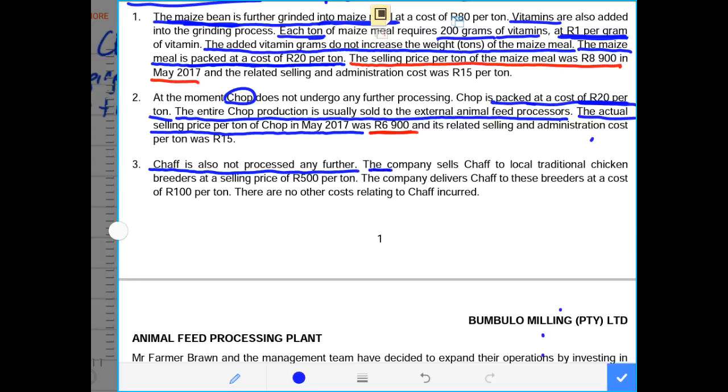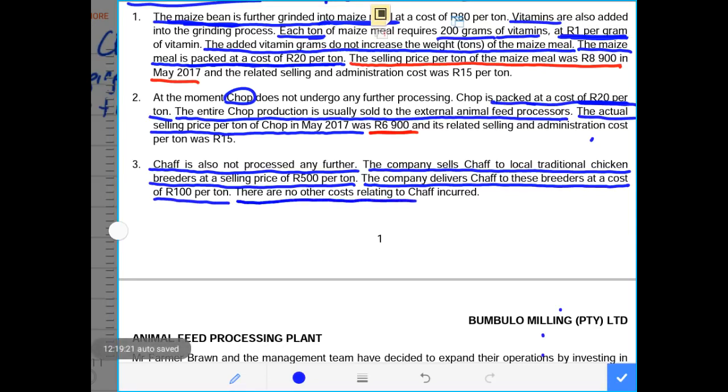The company sells chaff to local traditional chicken breeders at a selling price of 500 per ton. The company delivers chaff to these breeders at a cost of 100 Rand per ton. There are no other costs related to chaff incurred. So now, chaff, as I said to you, is a byproduct.